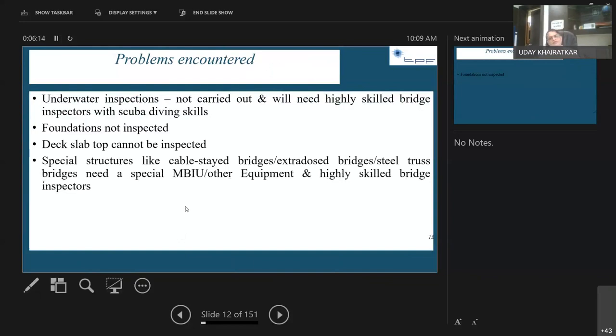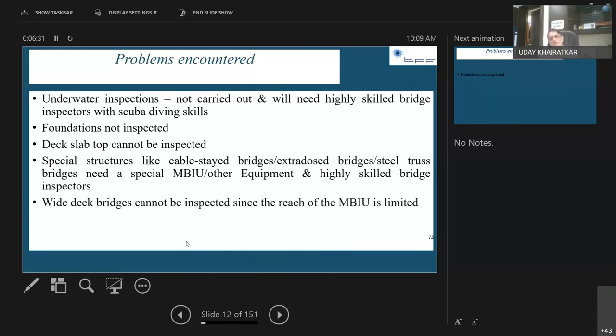Special structures like cable-stayed bridges, extradosed bridges, and steel truss bridges need a special MBIU or other equipment and highly skilled bridge inspectors. Because of the shape of the bridge, it is slightly difficult to use the mobile bridge inspection unit for this purpose.